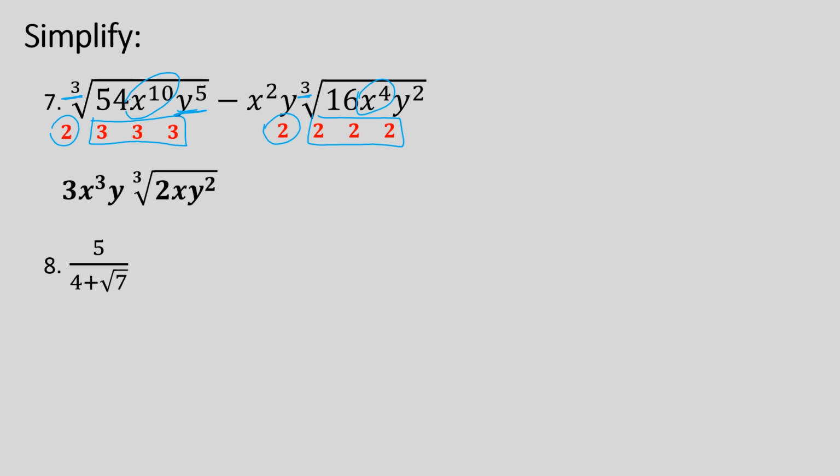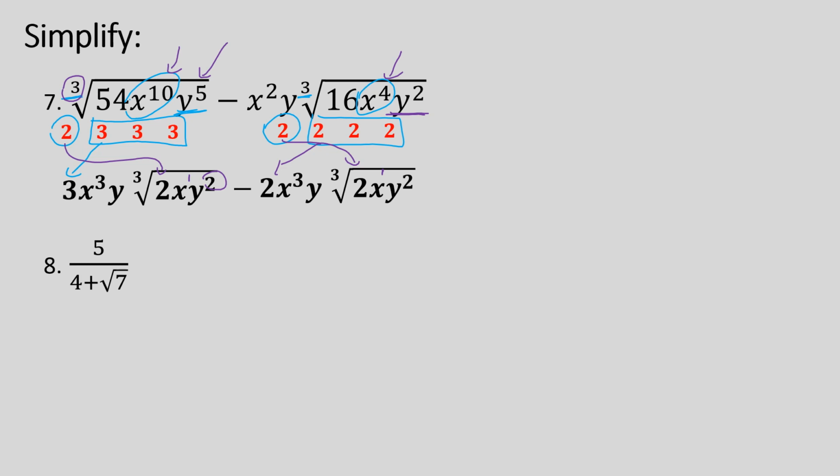All right, so looking at that first one, 3 comes to the outside. That gives us this. This 2 is left over on the inside. We have 3 groups of 3x's and x to the 10th with 1x left over on the inside. There's 1 group of 3y's and y to the 5th with 2 left over on the inside. Over here, 2 comes to the outside. This 2 is still on the inside. 1 group of 3x's in here with 1 left over. And we can't take any groups of 3y's out of y squared, so that just stays there.